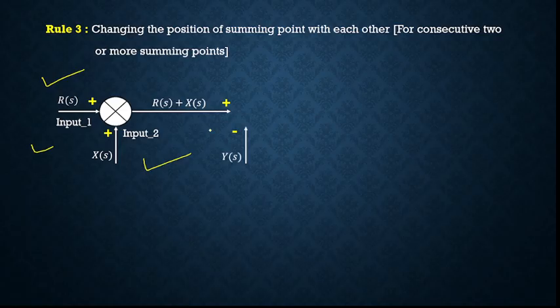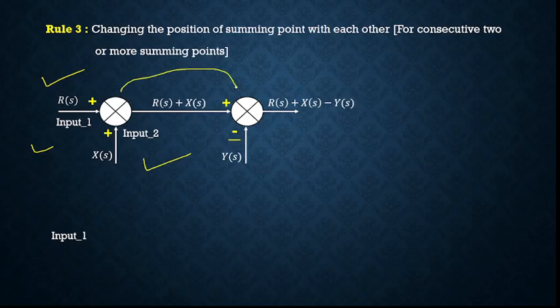Now there is another summing point. So the output of the first summing point is given to the input of the second summing point with a negative input, that is minus Y of S. So what will be the output here? R of S plus X of S minus Y of S. Now let us say if you want to interchange these two summing points, here this and here it will be this.